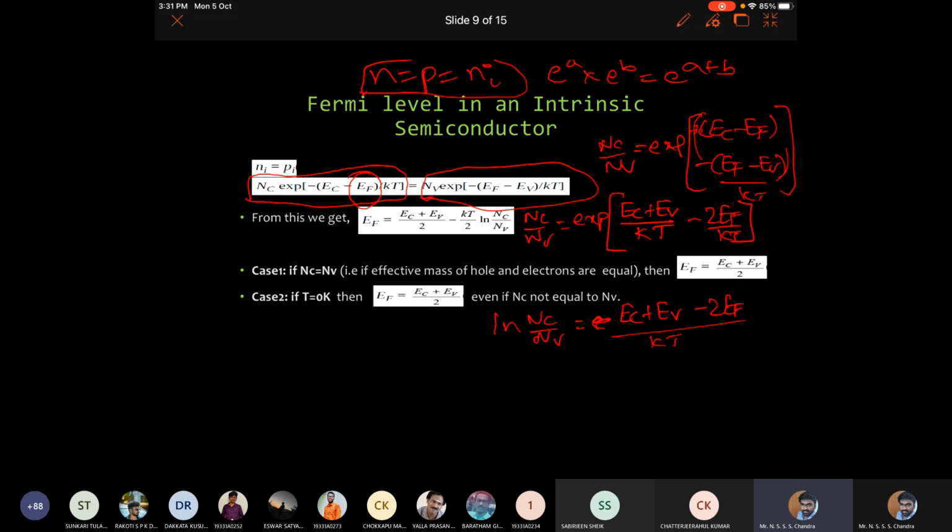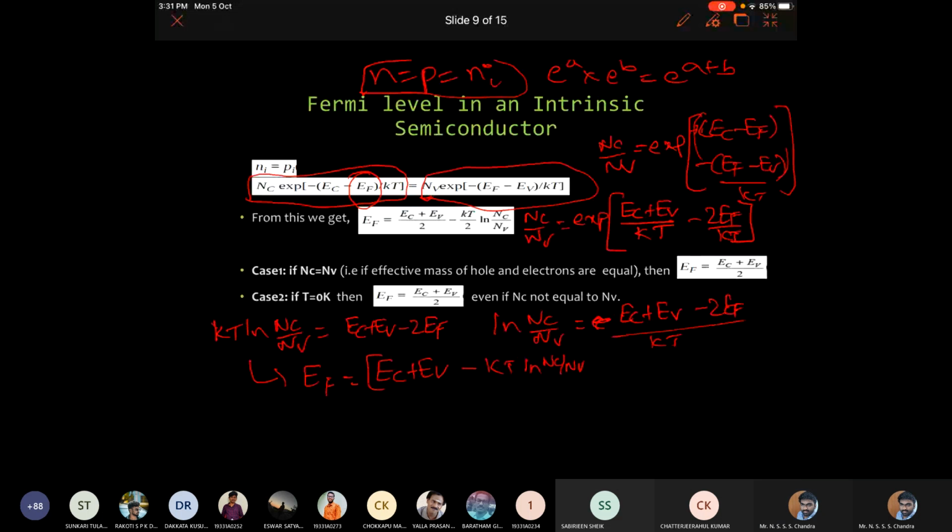You take the kT to the other side: kT log of Nc by Nv equal to Ec plus Ev minus 2Ef. From this you'll get the expression Ef is equal to Ec plus Ev minus kT log of Nc by Nv, and all those things divided by 2. So you are left with this expression: Ef is equal to (Ec plus Ev) by 2 minus (kT by 2) into log of Nc by Nv. This expression also you need to remember. And then I'll erase all those things.